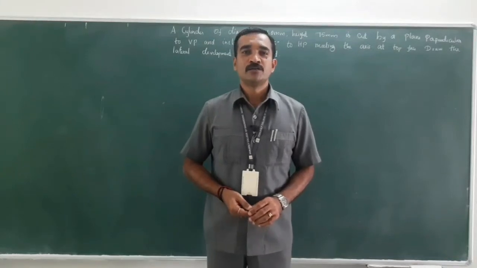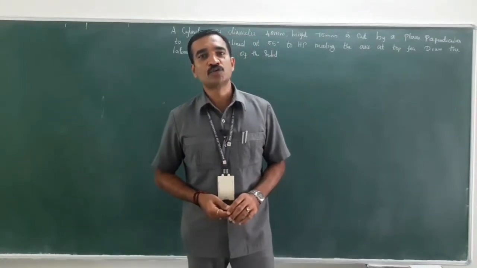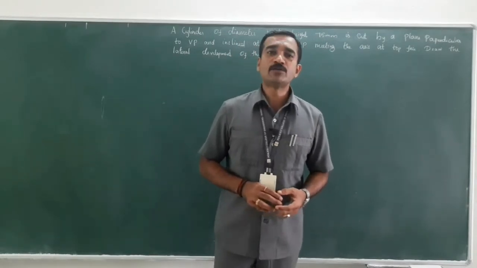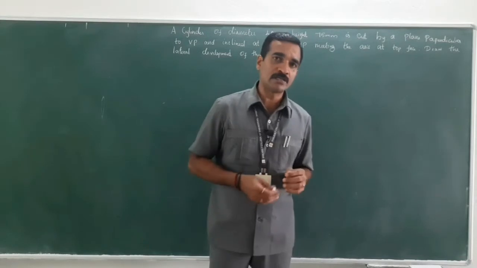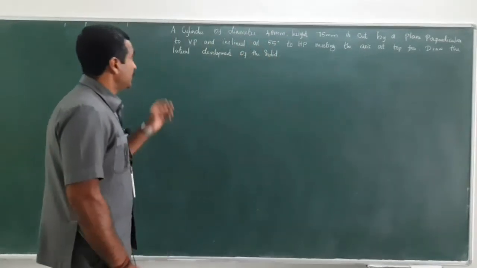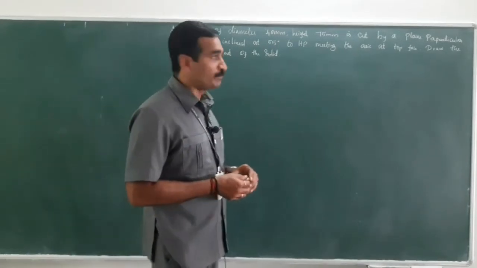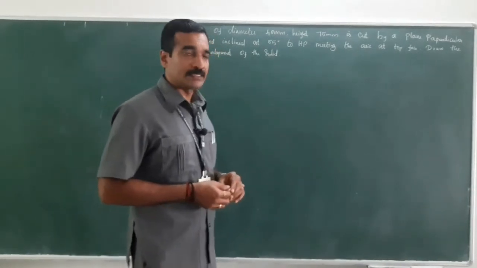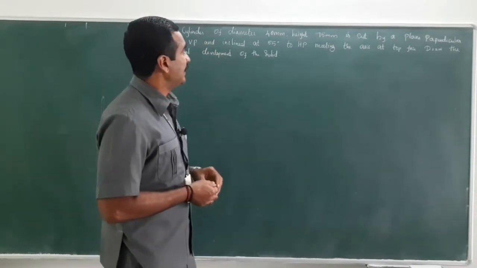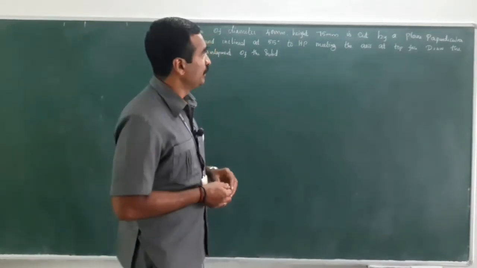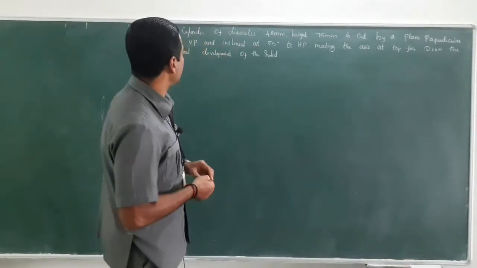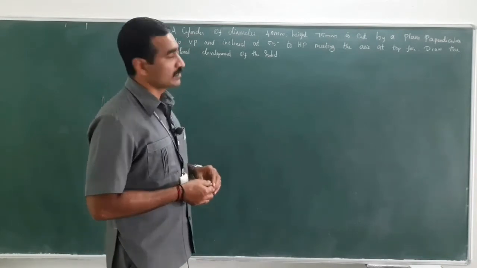Very good morning, students. For this lecture video session, I am going to solve a problem from the development of surfaces. Let me read out the question and help you understand what is being asked and what kind of development needs to be done. A cylinder of diameter 40 mm and height 75 mm is cut by a plane perpendicular to VP and inclined at 55 degree to HP, meeting the axis at top face. Draw the lateral development of the solid.